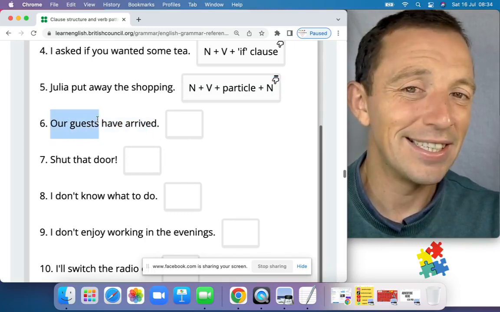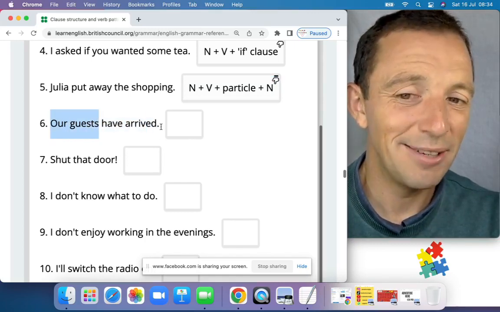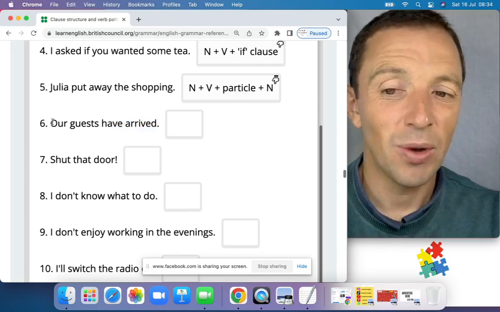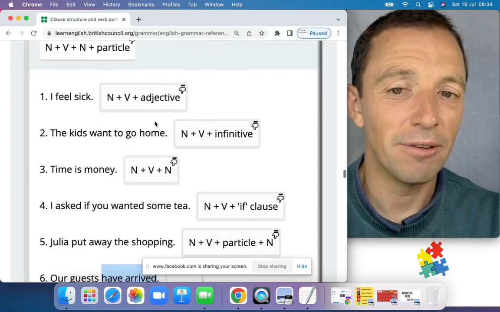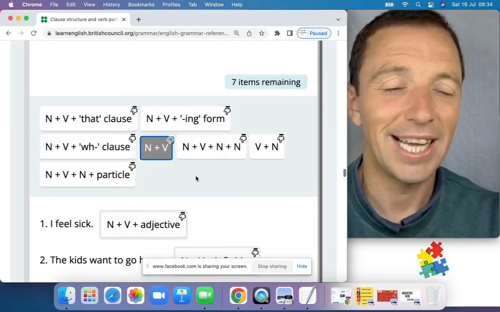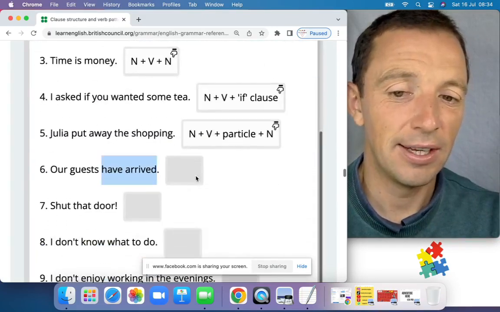Our guests have arrived. This is intransitive because there's no object. So our guest is the subject, the noun, and the verb, just noun and verb. This one, and that is considered intransitive.